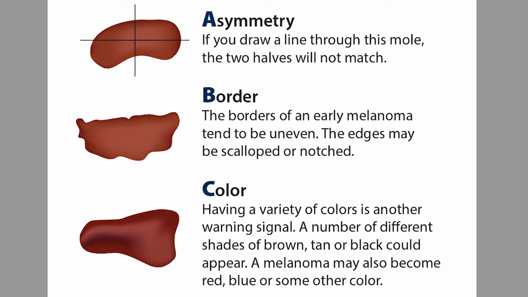to get checked out. A good mnemonic device, we use A, B, C, D, E. A for asymmetry, if there's an irregular appearance to it, if it's not a clear circular lesion, and if it's asymmetrical, that would be one of them. Borders, if the borders are irregular, again, not a perfect circular, perfect shaped lesion.